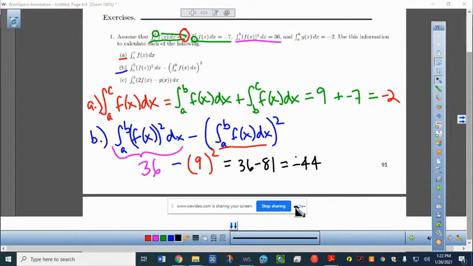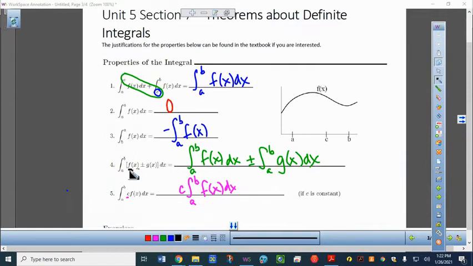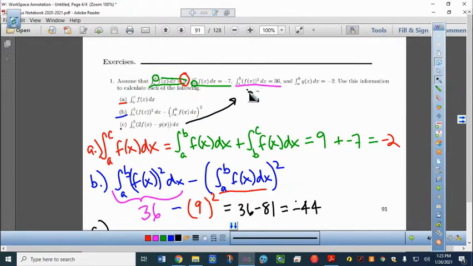And now let's look at C, which is this guy. I might put him over here so we have a little more room. So the integral from a to b of 2f of x minus g of x. So for this one, we're going to use the last couple rules that we have, which involve the adding and subtracting, and then if we have a constant in front. So I'm going to split this into some pieces.